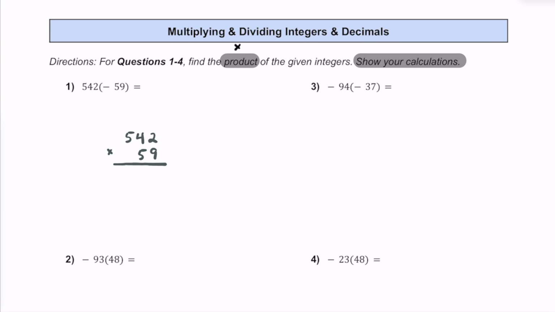And let's go ahead and start with this 9 here. So 9 times the 2 is going to be 18, carry the 1. Then we have 36 plus 1 is going to be 37, carry the 3. Then we have 45 plus 3, which is going to be 48. So that's our first partial product.